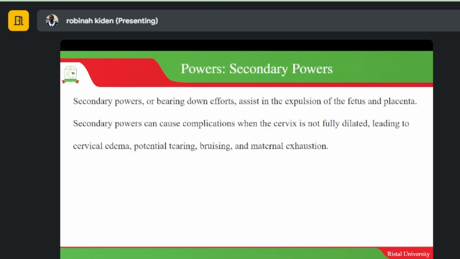Then secondary powers such as bearing down can be employed during the time when the mother is fully dilated. If the mother starts pushing when she is not fully dilated, then the cervix may end up becoming edematous. There are also potentials of tears, and there is likely to be bruising, and the mother is likely to become exhausted.